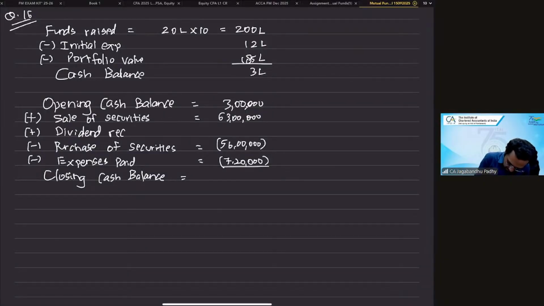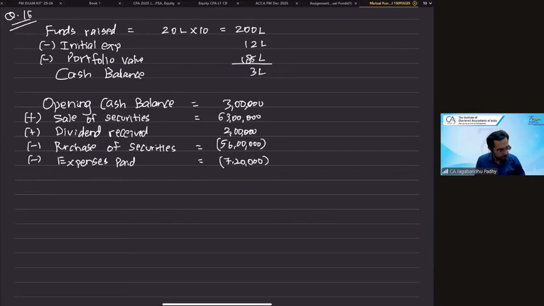So dividend received is 2 lakhs. Right? Any other cash outflow? It distributed 80% of its realized earnings. 80% of realized earnings is paid out as distributions, right? So I need to subtract the distributions. What are the distributions going to be? 80% of realized earnings.